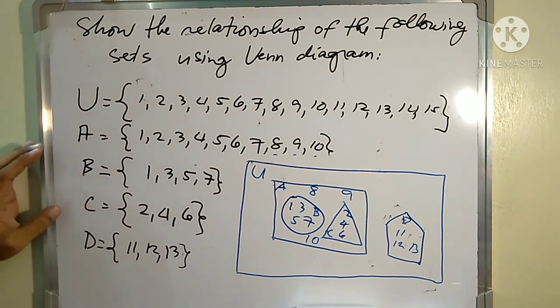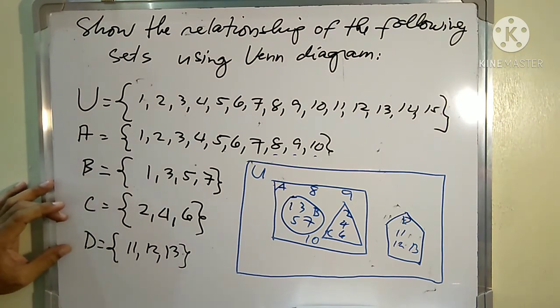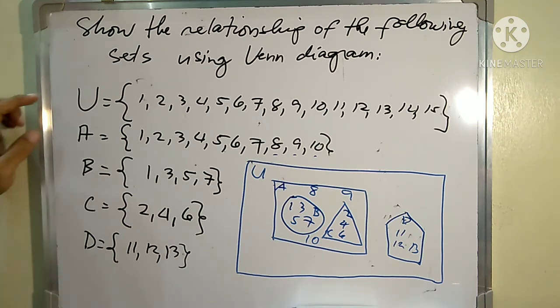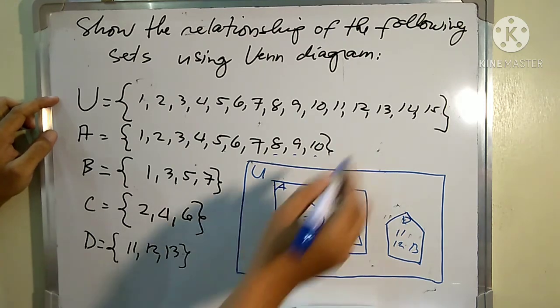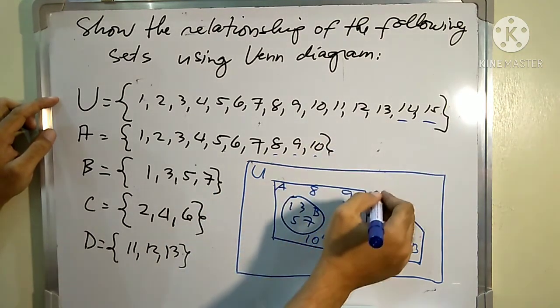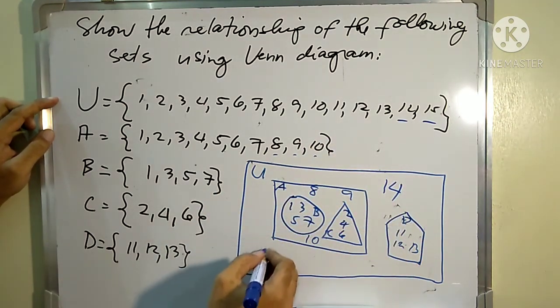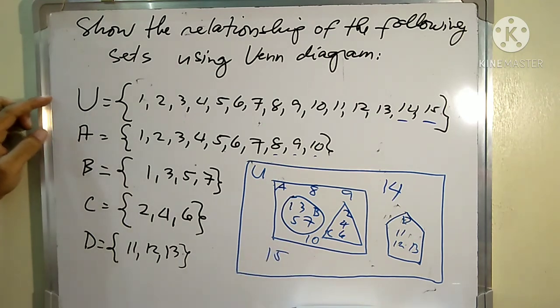And then what are those elements that are not found in A, B, C, and D, but found in U? We have 14 and 15. So you write it anywhere in U. That's it. We have completed our elements in the universal set.